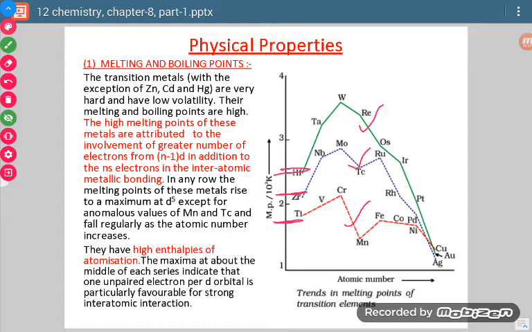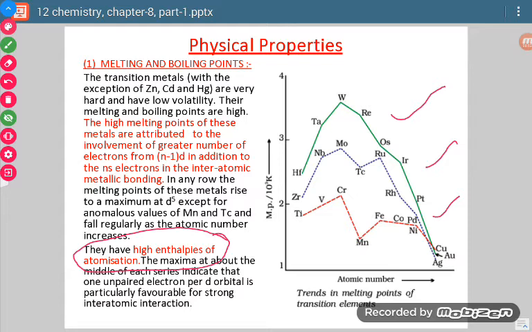Second thing, when we look at the trends of values, we find that in the beginning they keep on increasing, they reach a maximum value, and then again they start decreasing. This is in accordance with the enthalpies of atomization values. The way we are getting our graph here, a similar graph is obtained if we plot the enthalpies of atomization values for these elements. So it means that melting and boiling point values directly depend upon enthalpies of atomization.